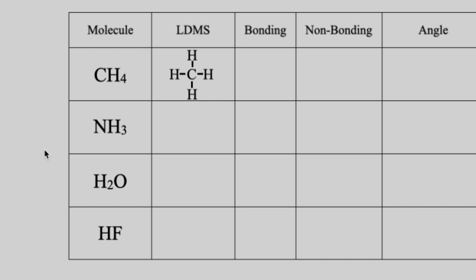NH3 looks like this. And guys, I would strongly encourage you to draw this like I am. I know that you know that that lone pair of electrons could be top, bottom, left, right. But I think you'll find this easier if you draw them like I do.